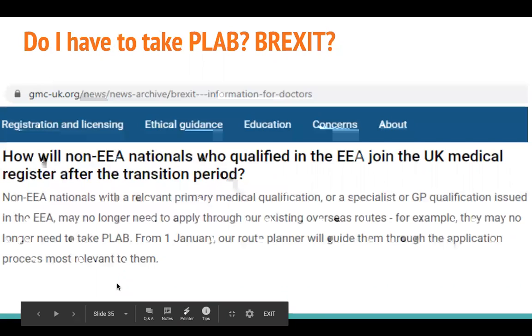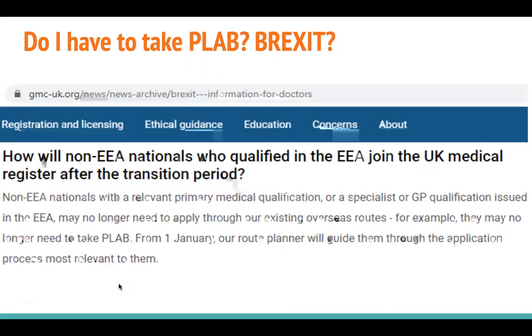Next slide, please. Yeah, so do we have to take PLAB and Brexit? So this is on the GMC website in November 2020, and it's just saying that if we are non-EU national with relevant primary medical qualification from an EEA place, then we no longer need to apply through the existing overseas route. So we don't need to take PLAB from the 1st of January 2021.